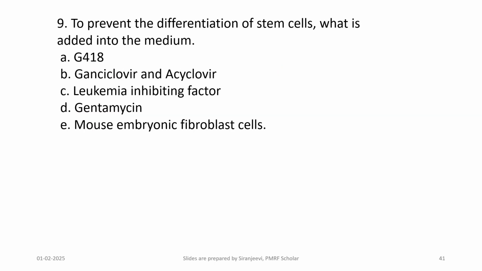To prevent the differentiation of stem cells, what is added into the medium that I have not talked about? So they will use the leukemia inhibiting factor, that is called LIF, to prevent the differentiation of stem cells.